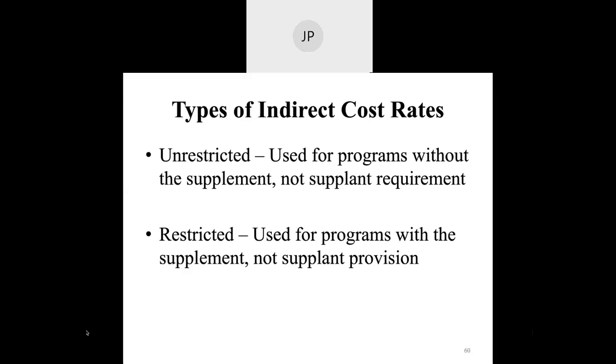We calculate two types of indirect costs at the department for use by school districts, an unrestricted rate and a restricted rate. The difference between the two is that the restricted rate is used for programs with the supplement not supplant provision, whereas the unrestricted rate is used for programs without the supplement not supplant provision.